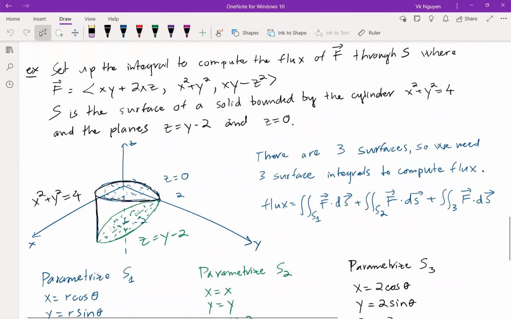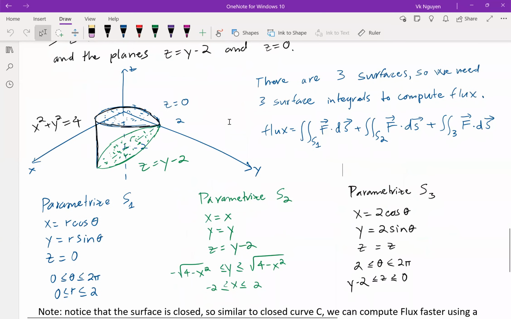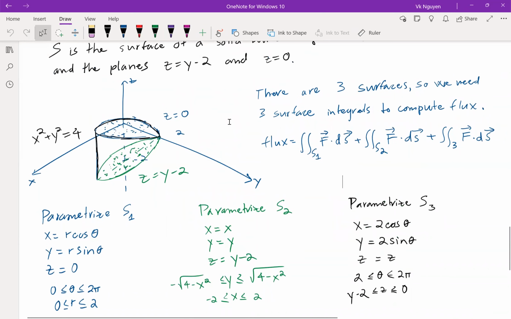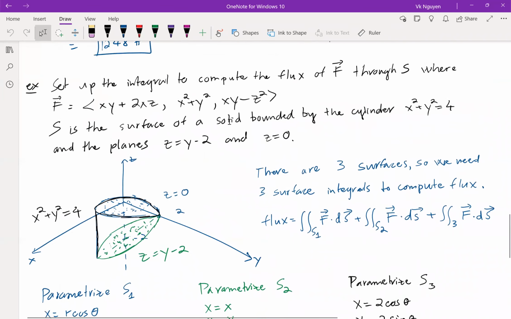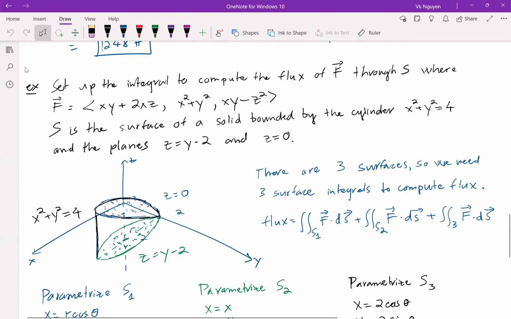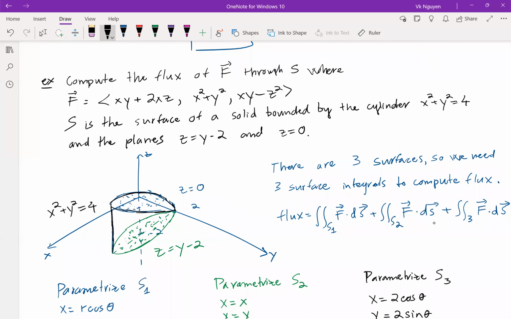It's the perfect example of how the divergence theorem is very useful. Okay, so we have this one. Ta-da!